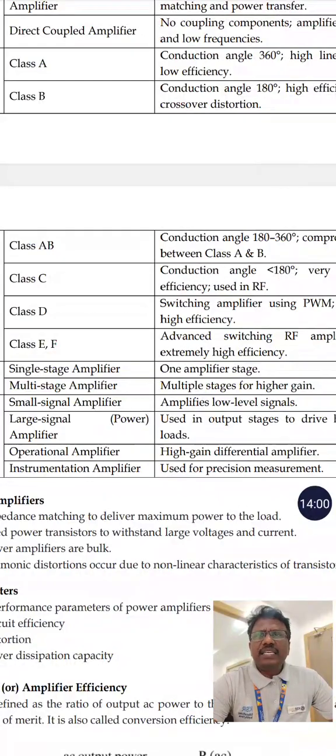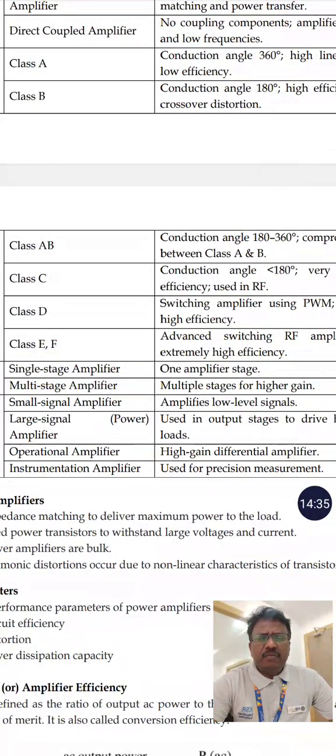Next, class D. It is a switching amplifier. Here the transistor is not operated in the active region. Instead, it works like a switch, with only two states, on or off. PWM, that is pulse width modulation, is used here. So it has very high efficiency, very low heat generation, and small size. Efficiency is greater than 90%. It is used in Bluetooth speakers, mobile phones, home theater, and portable electronics.